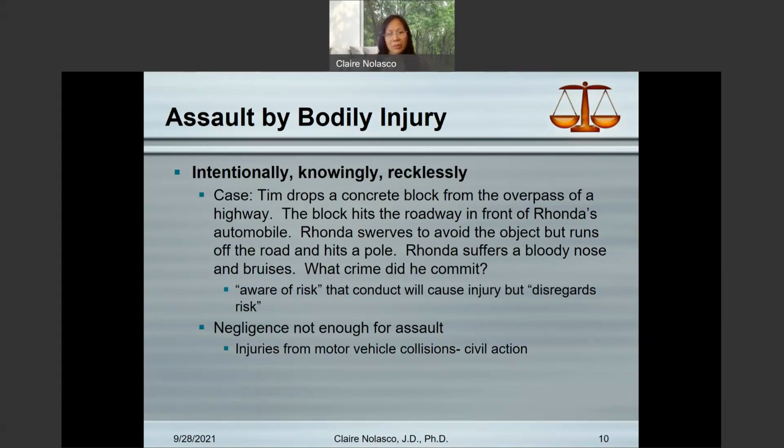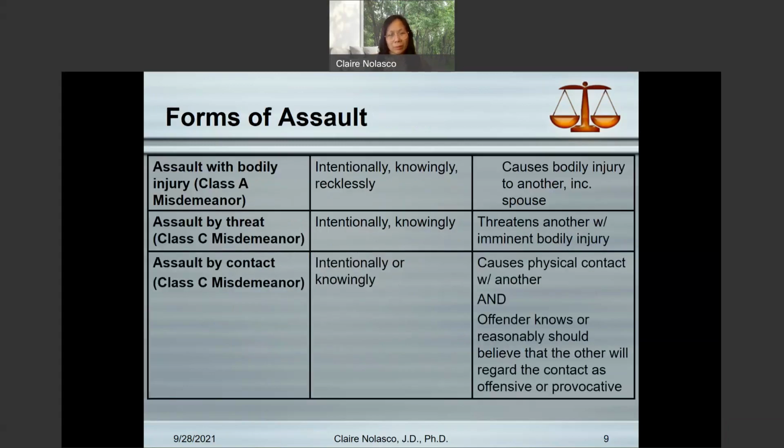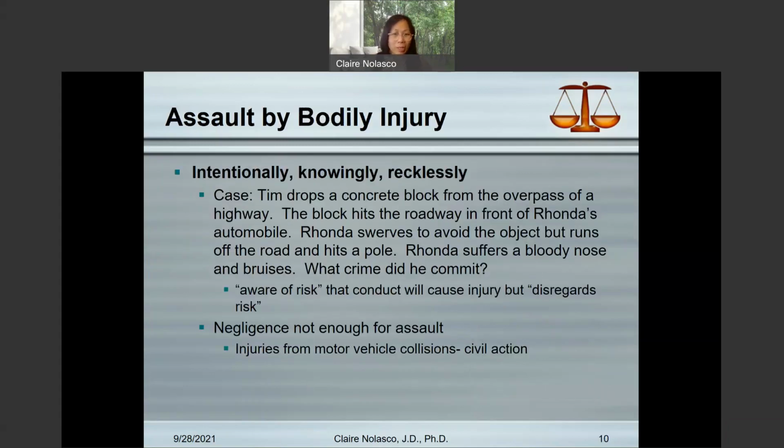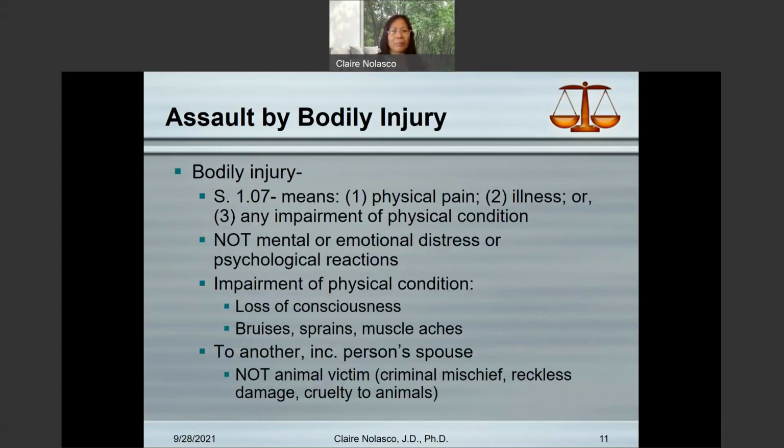Note that negligence is not enough for assault, okay? Injuries from motorcycle or motor vehicle collisions, which only have a negligence mens rea, would result in a civil action or a civil case and not a criminal case.